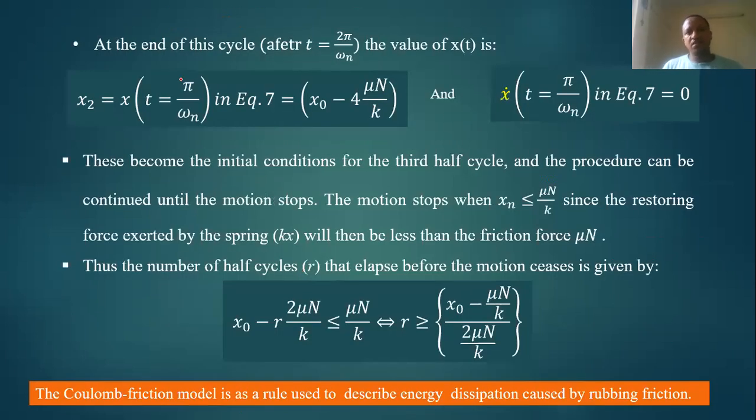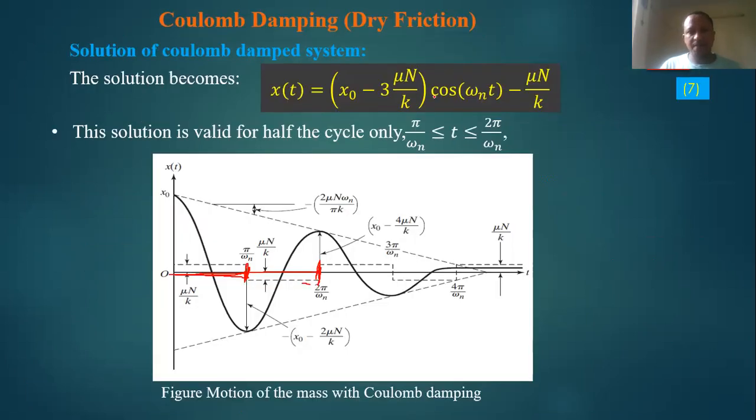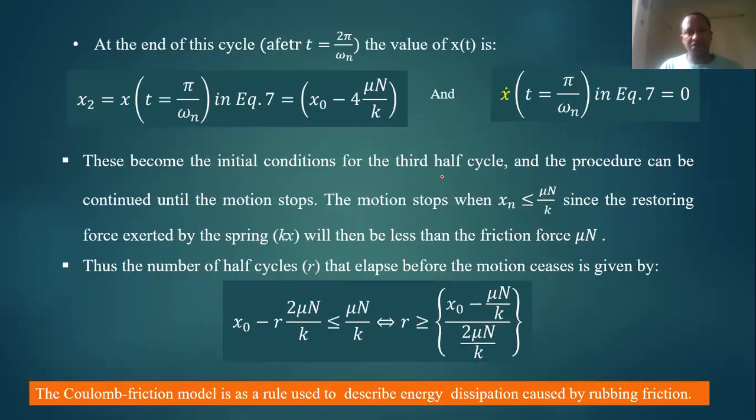At the end of this cycle, after t is equal to 2 pi over omega n, the value of x of t, x2, is equal to x of t at t equal to pi over omega n in equation 7. Equation number 7 is this equation. Substitute it into this equation. Finally, what we get is x naught minus 4 mu N over k. And x dot t is given by equation number 7. So this becomes the initial conditions for the third half cycle.